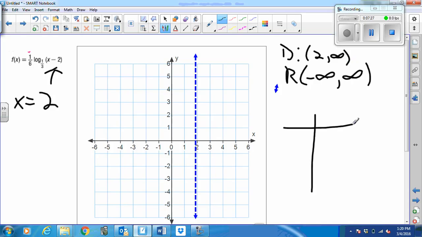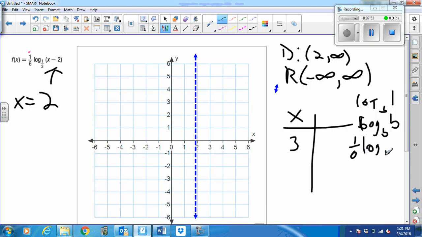So to find a couple of ordered pairs that would be good on this, you want to think about log base b of 1, because that's always 0, and log base b of b, because that's always 1. So when I think about values of x that are going to make that argument equal to 1, I'm going to plug in 3. Because we have 1/6 in that case times the log of 1/3 to the 0 to the 1. So that's going to be an output of 0.